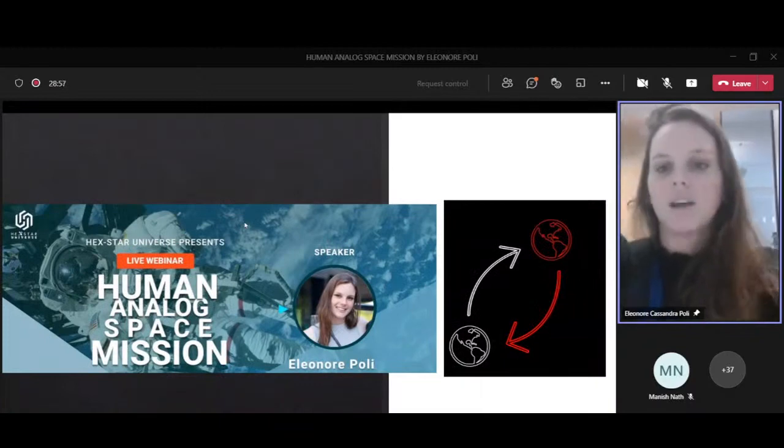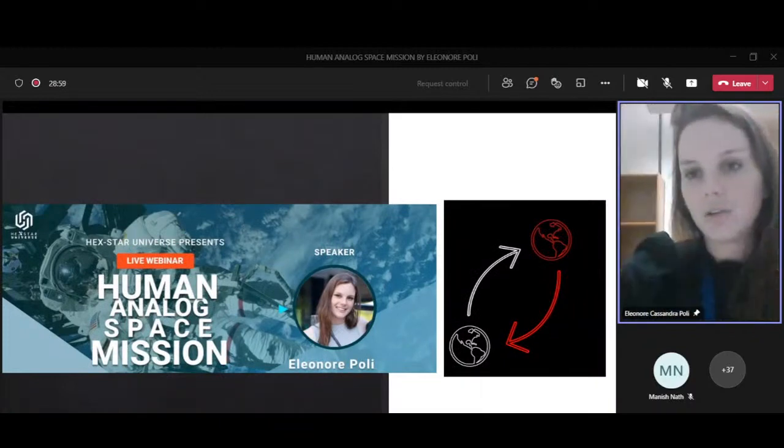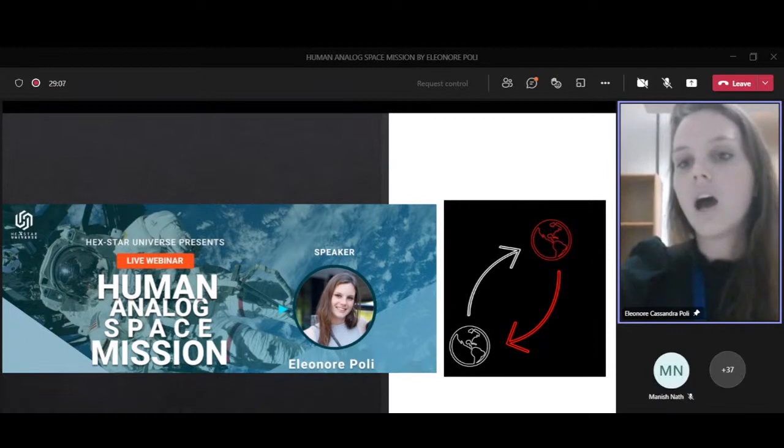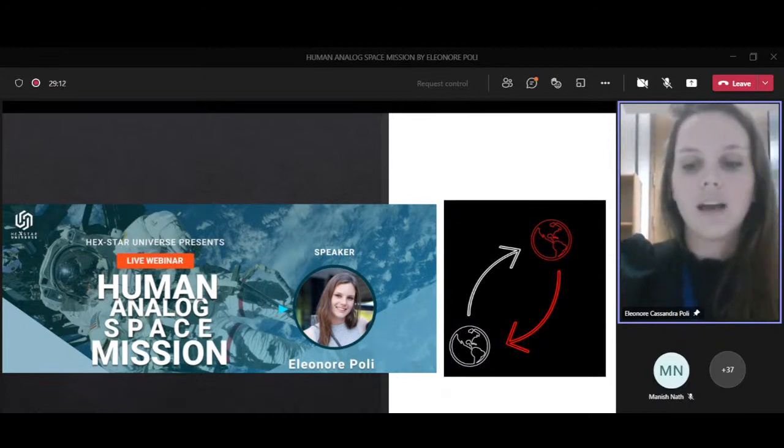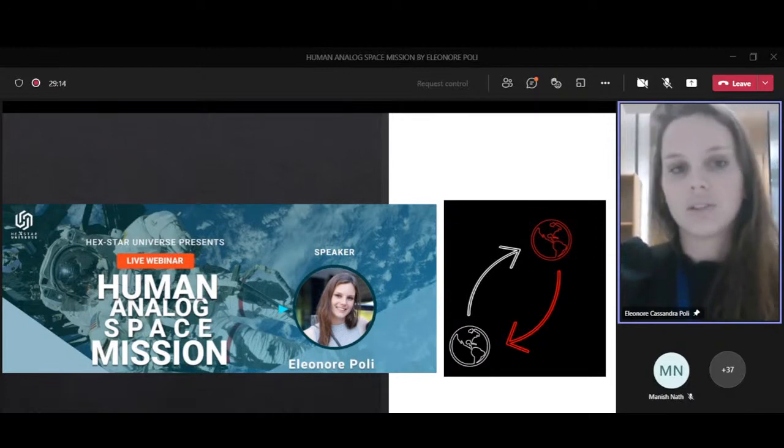So today on my first slide, you see 2 planets, and there's 2 arrows going from one to another. The reason for this is because we learn from analog space missions, and we take back what we learn to go on to Mars, another red planet, or we also bring it back to Earth. And how, this is what we're going to see today.